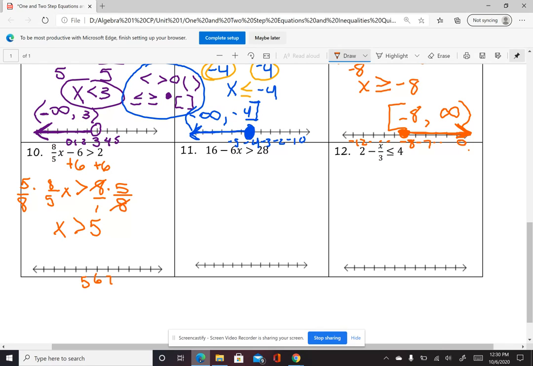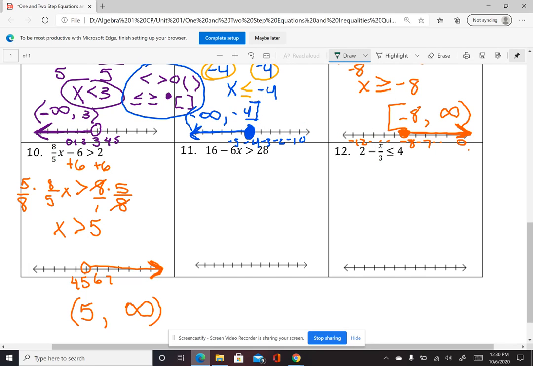So if we have 5, 6, 7, 4, it's an open circle because it's greater than, so we want everything bigger than 5. We're going to the right, greater than to the right. To write our interval, we have 5 here. Infinity goes on the right side because that's where our arrow is. That's always a parenthesis, and this is open, so it's a parenthesis.